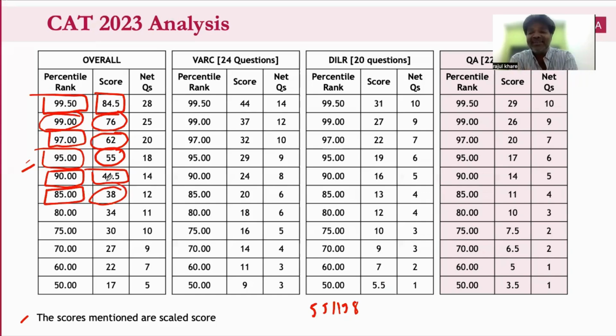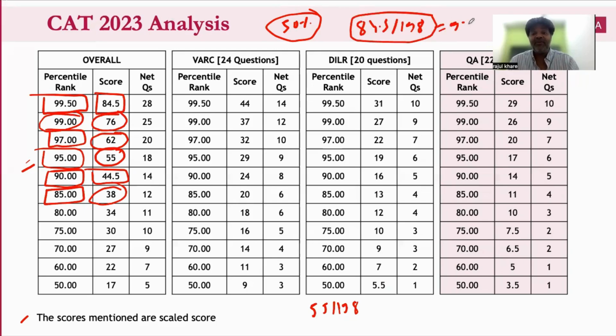इसके नीचे के मैं डिस्कस करना नहीं चाहता. Although the data is there, you can click a snapshot and you can just understand. You don't need to get even 50% marks in the CAT paper to become the topper. Okay, so you have to just get 84.5 marks out of 198 to get a 99.5 percentile.